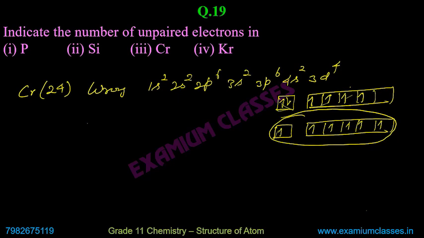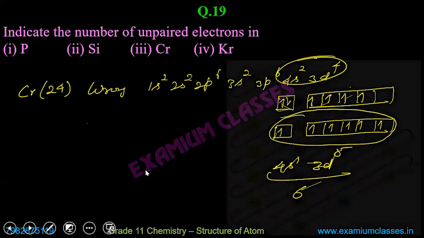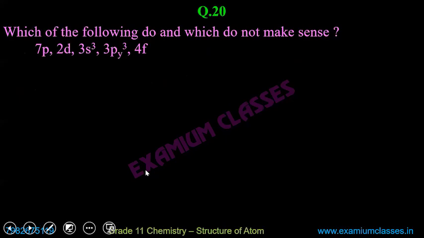So the same question can be asked differently also: why does chromium have higher paramagnetic character than its theoretical value? The theoretical value is something like this, but actual is 4s1, 3d5. So it has 6 unpaired electrons. That's why higher paramagnetic character. Both questions have the same underlying cause. Is that clear? Any confusion, any point which is not clear, let me know.